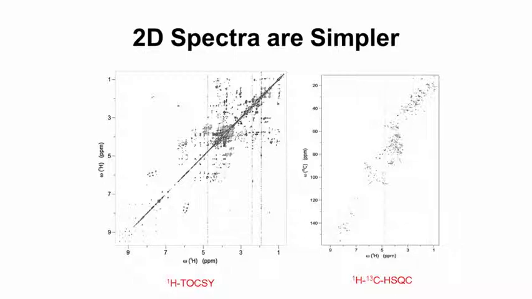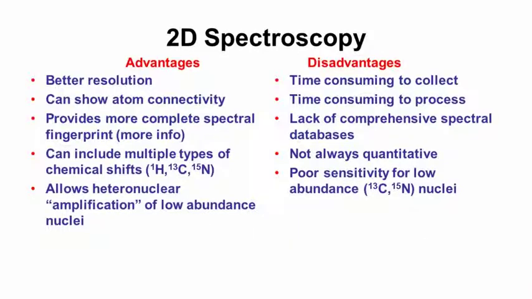So with 2D spectroscopy, you get much better resolution, so you get a gain. Even if you're working at lower field, you still get better resolution. You get information about connectivity, something we talked about, how you could do the same thing with a statistical TOCSY, but you do get atom connectivity, so you know which peaks correspond to which atoms or molecules.